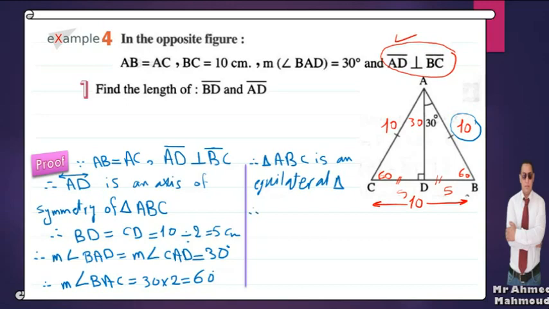Therefore, AB equals BC equals AC equals 10 centimeters.